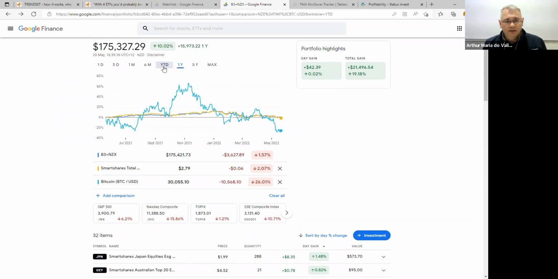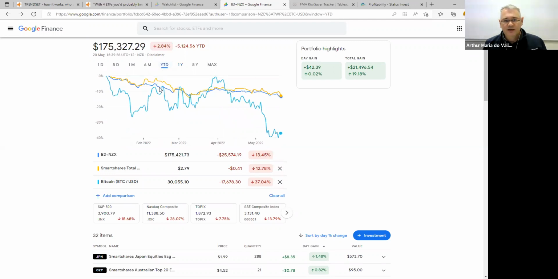But anyway, if we take just since the beginning of the year, just as curiosity as well, my portfolio, the blue line, is -13. The overall single global ETF is -12. And note that Bitcoin is -37, okay? So that is the point. I wouldn't recommend more than 1% on crypto because it's so volatile. I have, as I said, 0.3.